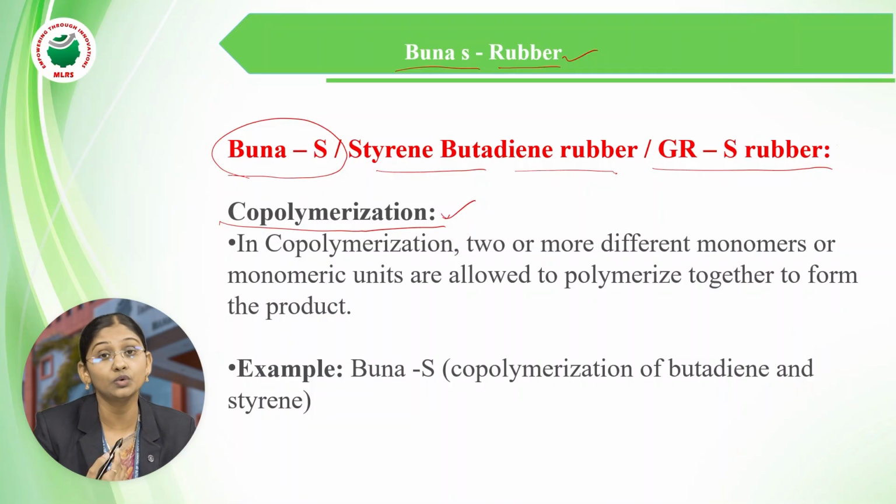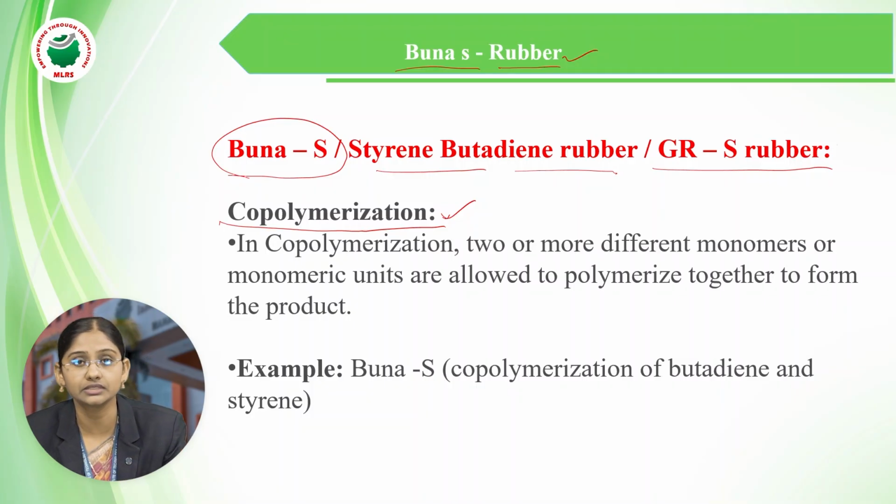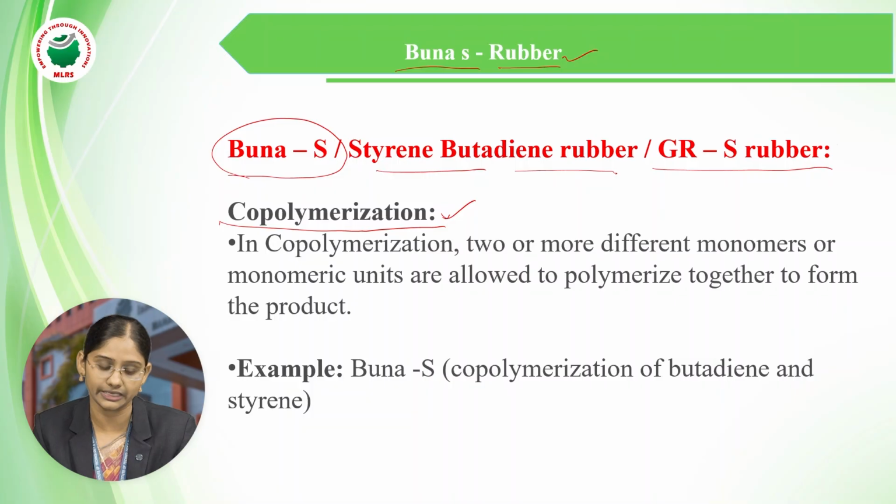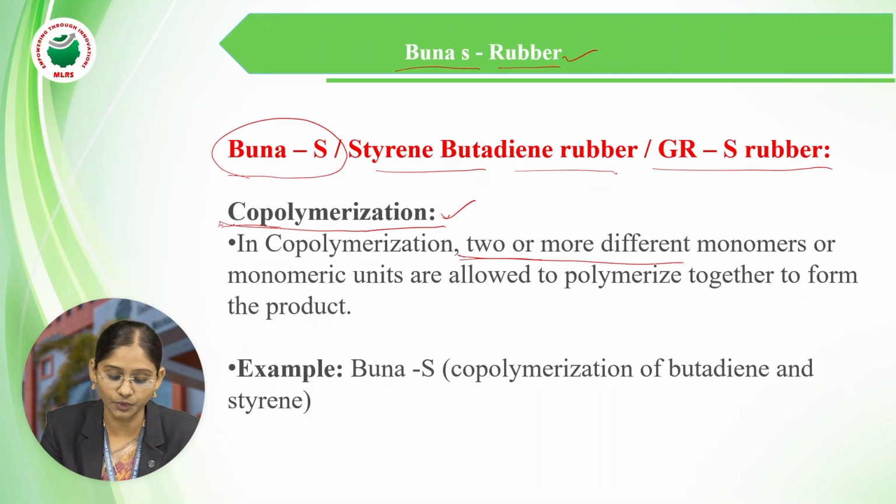Okay, so what is meant by copolymerization? In the previous videos we have discussed what is meant by polymerization and what the different types are. Copolymerization means two or more different monomers will be present. How is a polymer formed, students? It is a combination of monomers, right? Those monomers may be the same or different. When different monomers are taken for polymerization, that is called copolymerization.